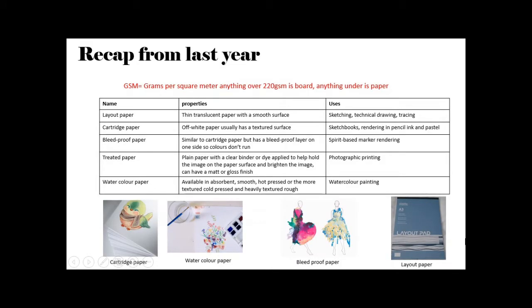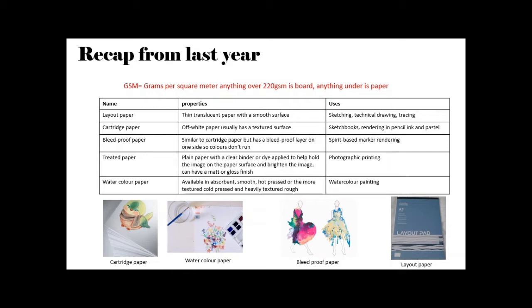So first of all, we had this magic term last year which was GSM, which stands for grams per square meter. So the magic number with that is 220. So anything that is 220 or above is board. Anything that is under 220, that is paper. That's to do with how thick the paper or board is. So what we're looking at the minute is our paper. So this is everything under 220 grams per square meter.